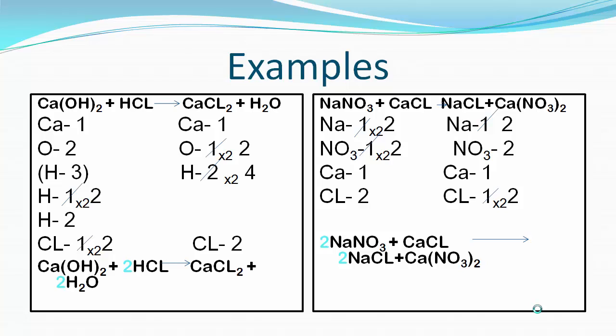Now we're going to go into another example, and I'm really sorry, I don't know how to put a pointer into the slideshow yet, but we're going to do this as best as possible. So the first example is CaOH2 plus HCl yields CaCl2 plus H2O.